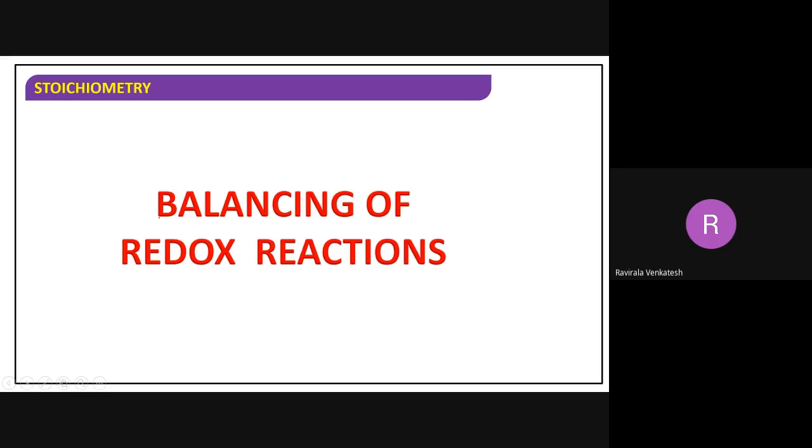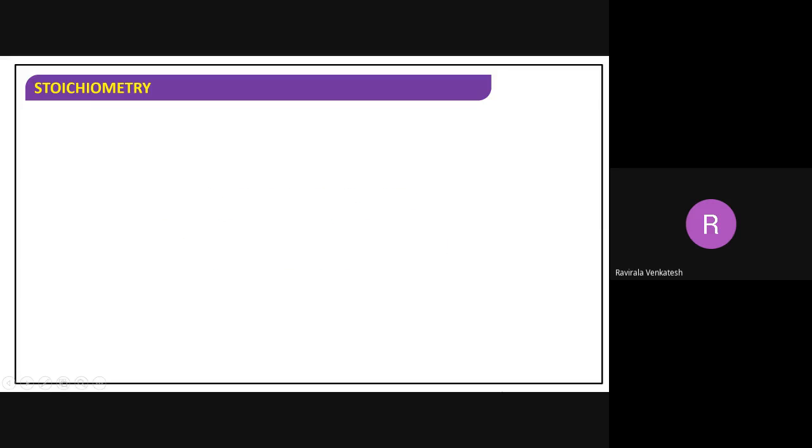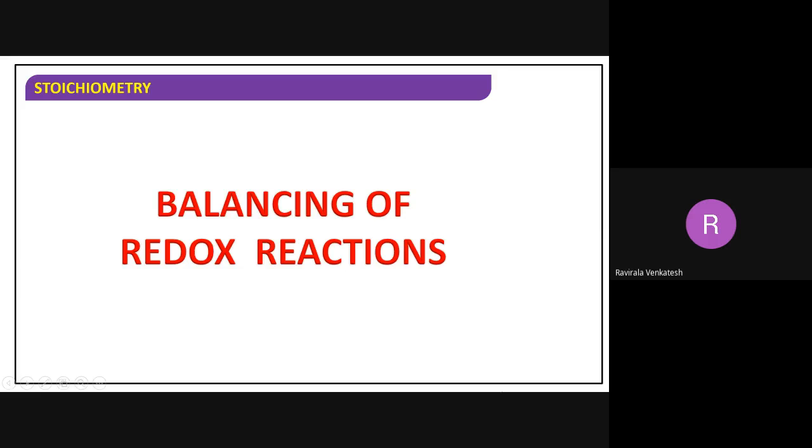Before starting balancing of redox reactions, let me discuss some oxidation numbers for peroxy acids. Some peroxy acids are there, let me discuss that further. We start balancing of reactions tomorrow, but before that, let me see some reactions. Now if I take H2SO5, what is the sulfur oxidation state?